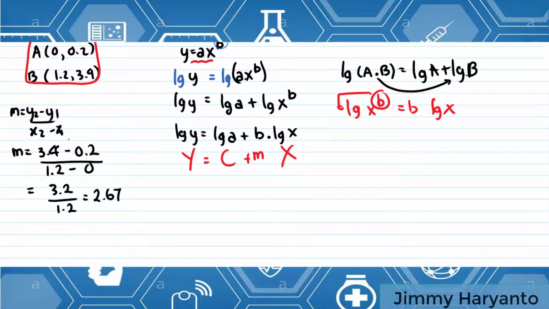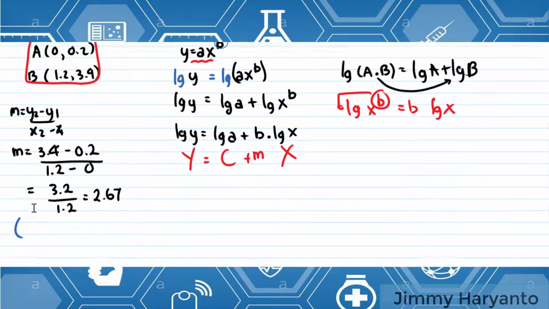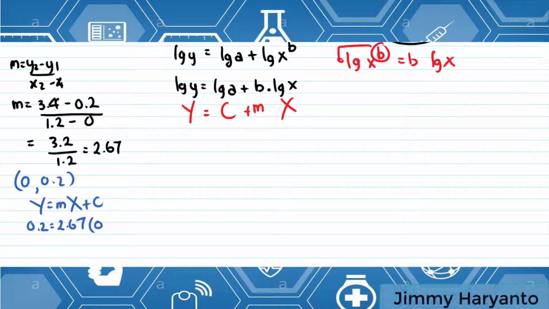After that, you have to find the c. Y equals mx plus c. I will use one of the points, which is (0, 0.2), to find the c. So the y is 0.2, the m is 2.67, x is 0, plus c. So I will get c equals 0.2. After that, I will write it right here. So I change the m and change the c. The m is 2.67 and the c is 0.2.